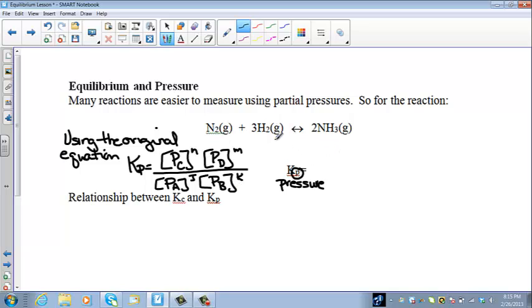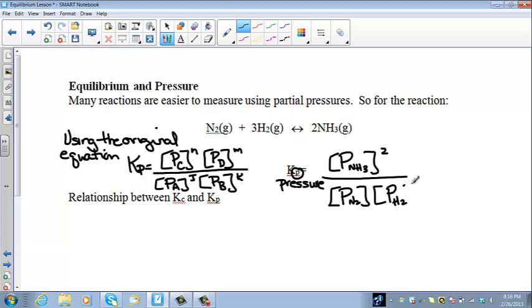In using the example right here of nitrogen gas and hydrogen gas forming ammonia, it would be the pressure of NH3 to the second over the pressure of N2 and the pressure of H2 to the third.